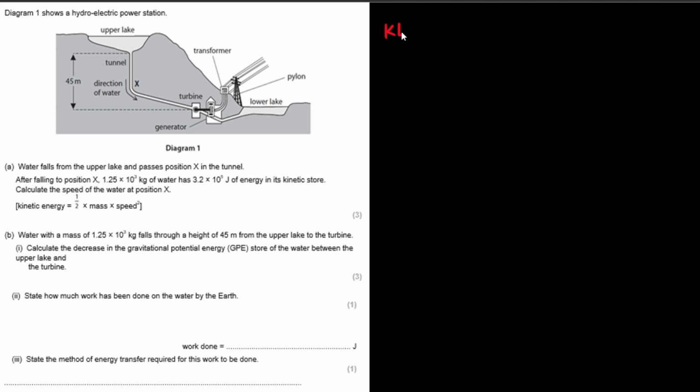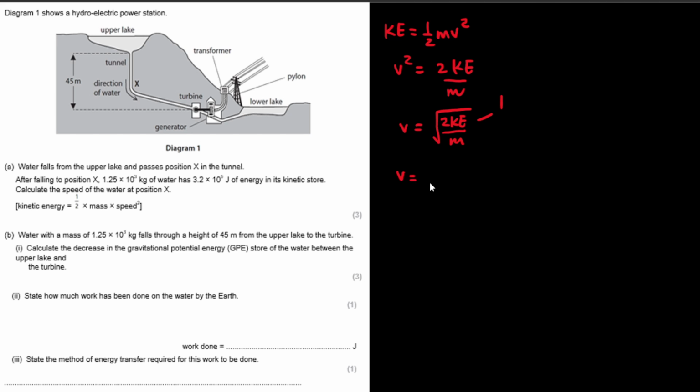So kinetic energy KE is equal to half mv squared. So you're going to change this equation first. So v squared is equal to 2KE divided by m. So your v would be the square root of 2KE over m. So by rearranging the equation, you get 1 mark.